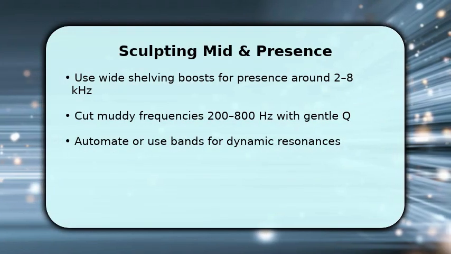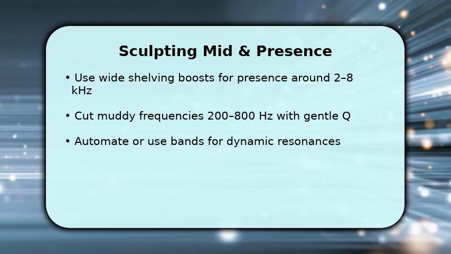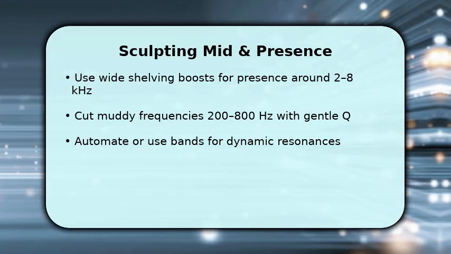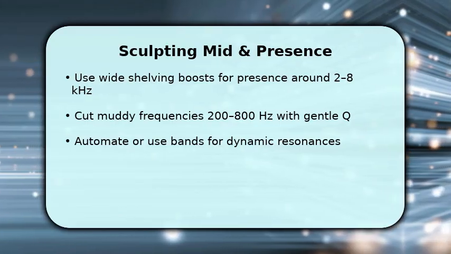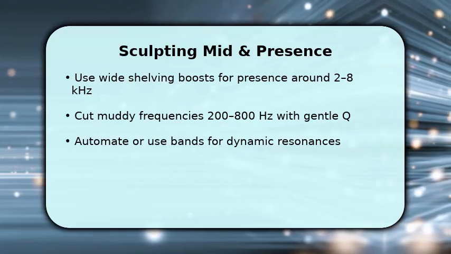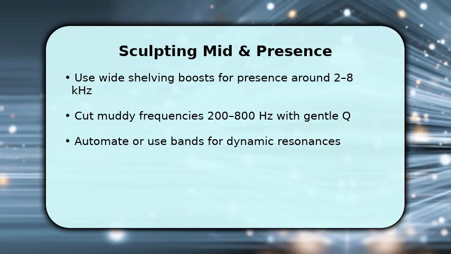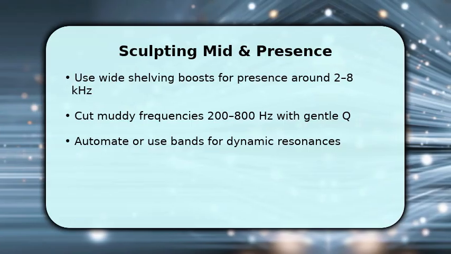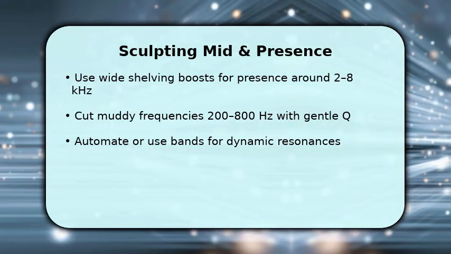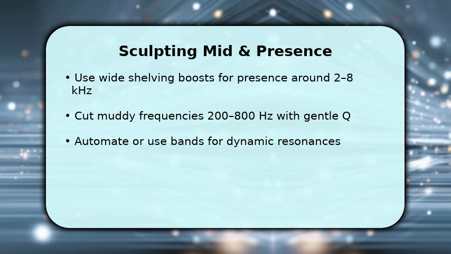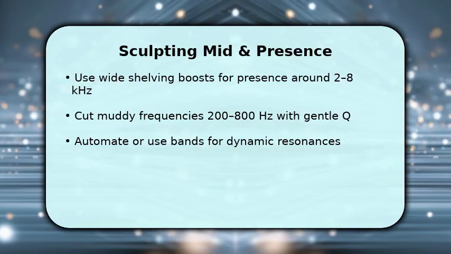Now you shape character and intelligibility. With the track playing in context, use a wide shelf or bell to add presence between roughly 2 and 8 kHz. Small boosts make vocals and instruments pop. To remove mud, apply a gentle cut in the 200 to 800 Hz range with a medium Q, listening for loosened textures. If resonances change over time, automate band gain or employ dynamic EQ to react only when necessary. Small, musical moves preserve energy.